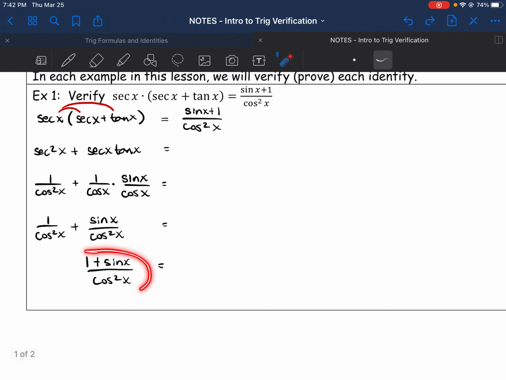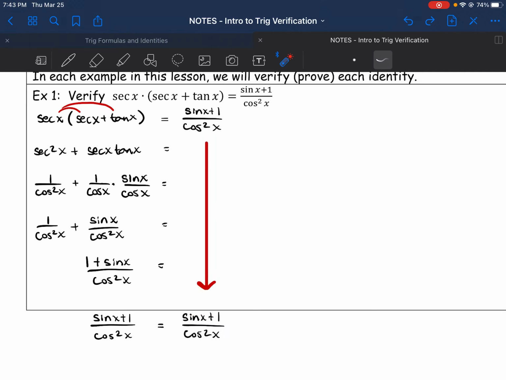But notice this is pretty much what we want it to equal. I'm just going to change the order of the addition in the numerator, and now we have sine of x plus 1 over cosine squared of x. And that's equal to exactly what we want it to be equal to. So we have verified the identity, and we are done with our proof. We have proved that the two sides of the trig equation are equal to each other.